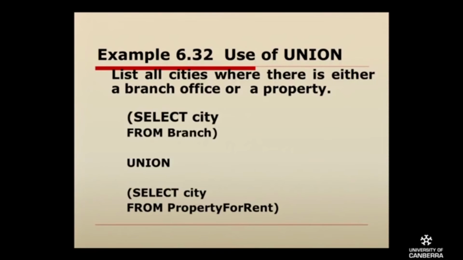So here, the first query gives you the city of all the branches. The second query gives you the city of all the properties. So you want to get the city names of all the cities in which you have a property, and a city in which you have a branch. You want to get the results of these two queries displayed at the same time. There is no relationship here, so you just use union. So the results of this query and the results of the second query will be displayed at the same time on the screen.